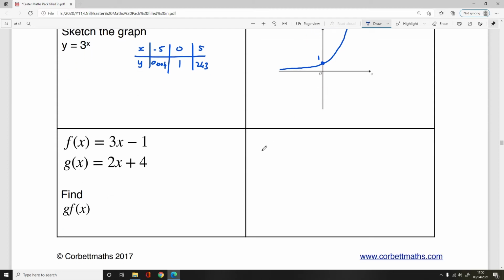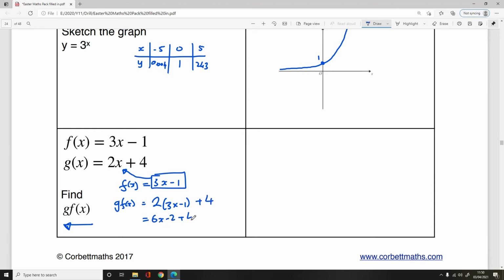And then finally, we've got some composite functions. Now remember, composites, you start from the right-hand side. So we start off with f of x, which is 3x minus 1. And then we are going to substitute this into g of x. So gf of x would be 2 lots of 3x minus 1 plus 4. That would be 6x minus 2 plus 4. That would be 6x plus 2. And that's it. That's grade 9 as far as the A-level GCSE is concerned, because it's a bit weird. You're just substituting a thing into another thing.